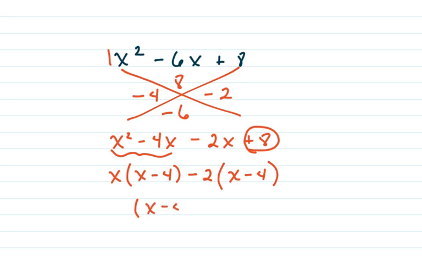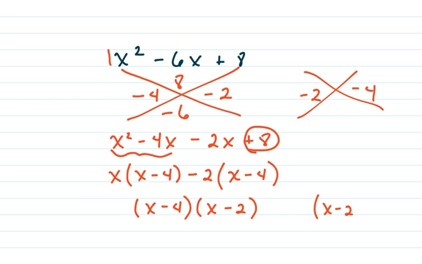Because that's what I'm going to factor out now. The x minus 4 that they had in common, and then the x minus 2. Again, if you had your factor x had the negative 2 here, and then the negative 4, your answer is going to be the same thing. It's just going to be in reverse. You're going to have minus 2 first, and then minus 4.